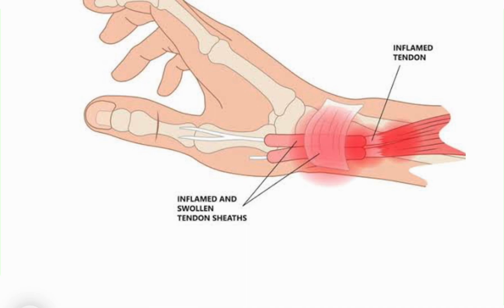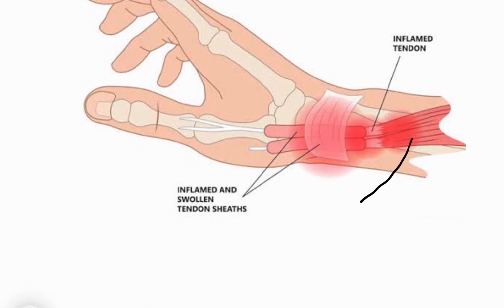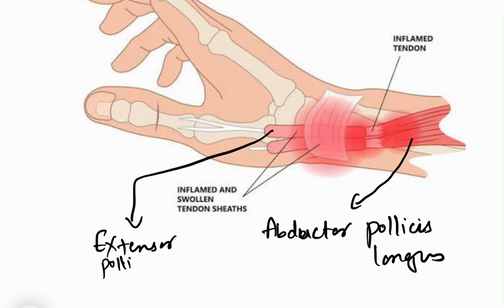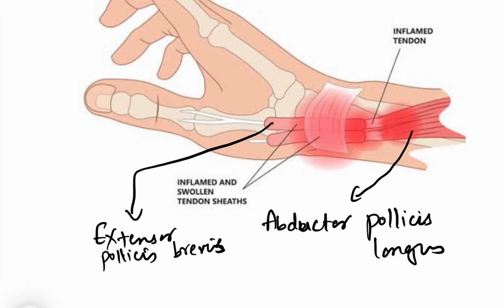Let me describe the pathophysiology. This is the first dorsal compartment of the wrist. I will just label the tendons here. This is the tendon of the muscle abductor pollicis longus. Similarly, there is one more tendon here. This is the tendon of extensor pollicis brevis. The function of these tendons is to abduct and extend the thumb. Basically they pass through the first dorsal compartment.